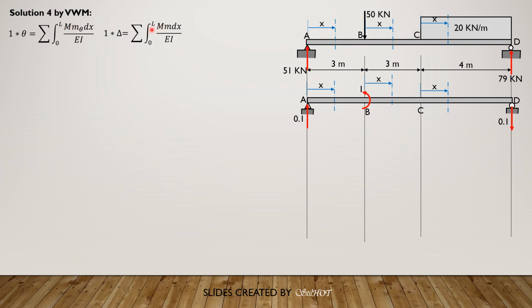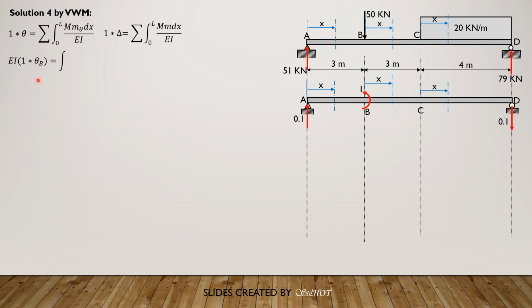These big M's here will be the same. They only change for the smaller m, because this is due to the couple load and this is due to the unit load. So we always assume that the application of the unit couple, unit load or virtual forces will always be positive, so that the result is final. If it is positive, it's really positive. If it is negative, it means it's negative, or clockwise rotation or downward deflection.